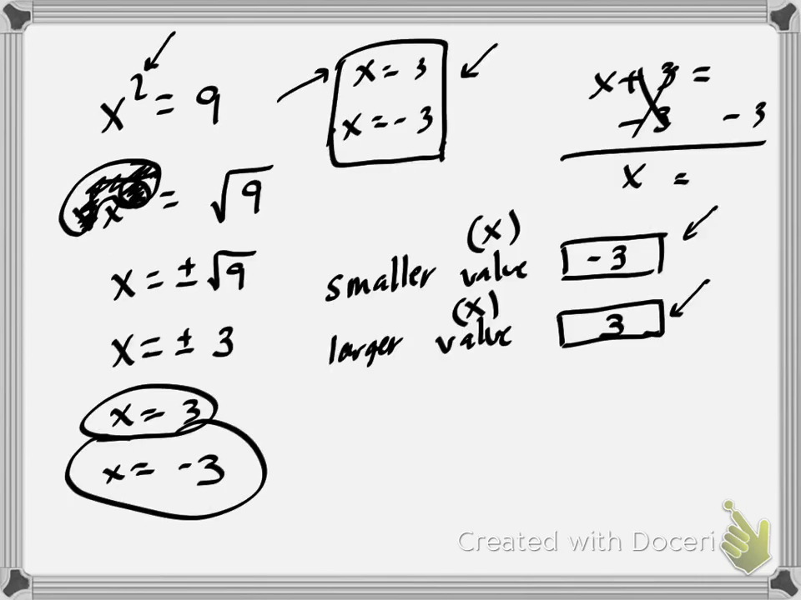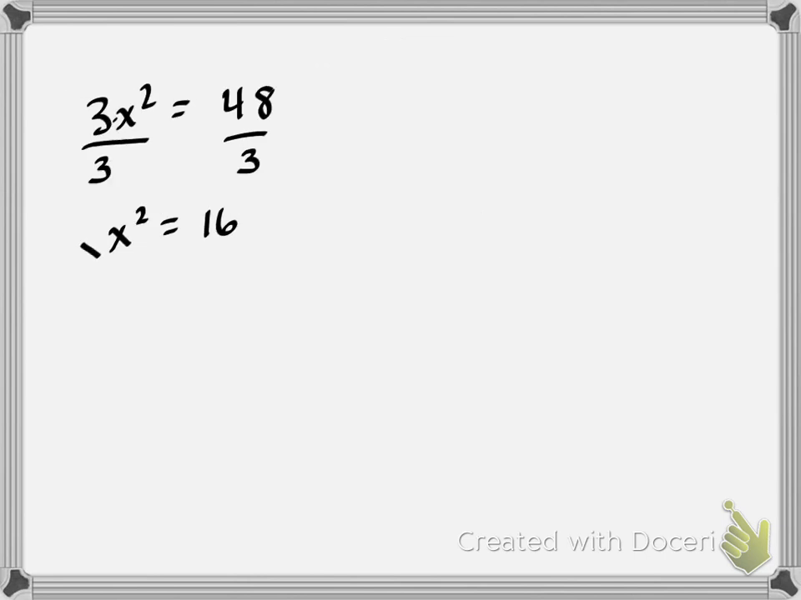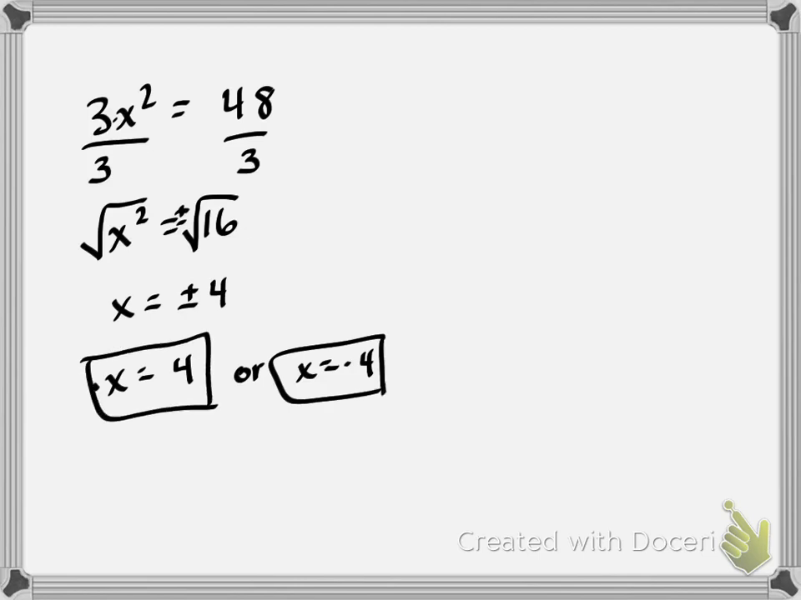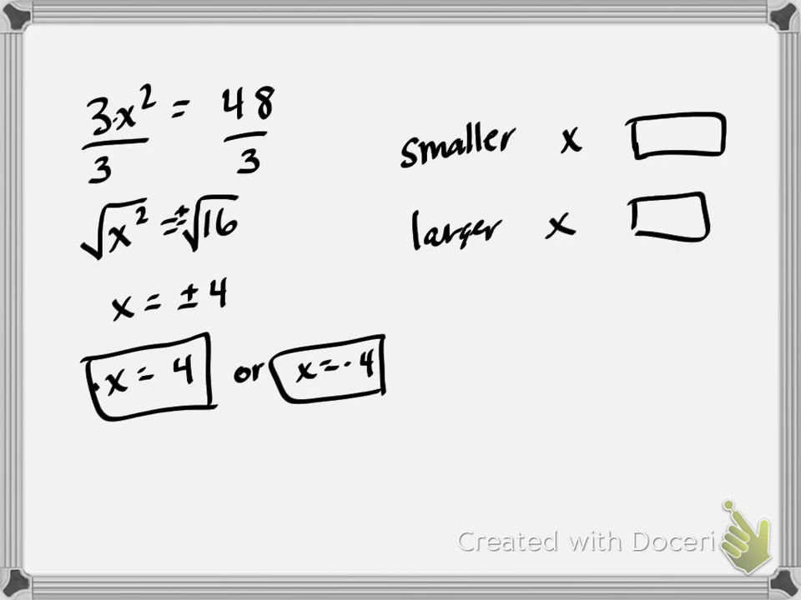Now I'm at the point where I started right here. I have x squared equals a number. And so I can square root both sides. Square root both sides, and I would get plus or minus, don't forget your plus or minus, 4. So my two answers would be x equals 4 or x equals negative 4. And again, inside Khan Academy, they want the smaller x to be put first inside that box, and the larger x to be put in this box. So if this were the case, I'd put negative 4 here and positive 4 there.